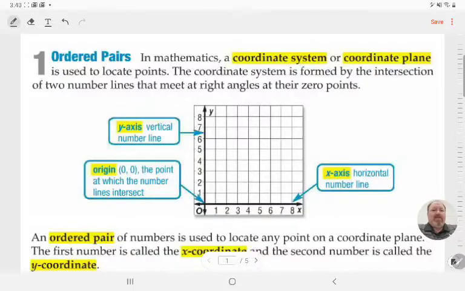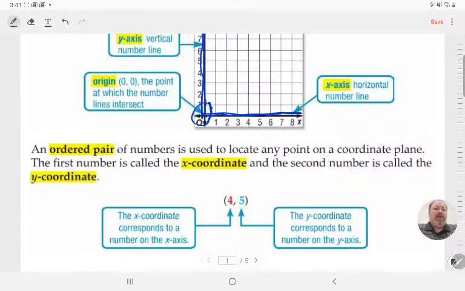You have the origin here, which is 0, 0. That's the starting point, okay? And then you have your y-axis, which is here. And then you have your x-axis, the horizontal number line here. So when we talk about x, we're talking about the horizontal line, and when we talk about y, we're talking about the vertical line.